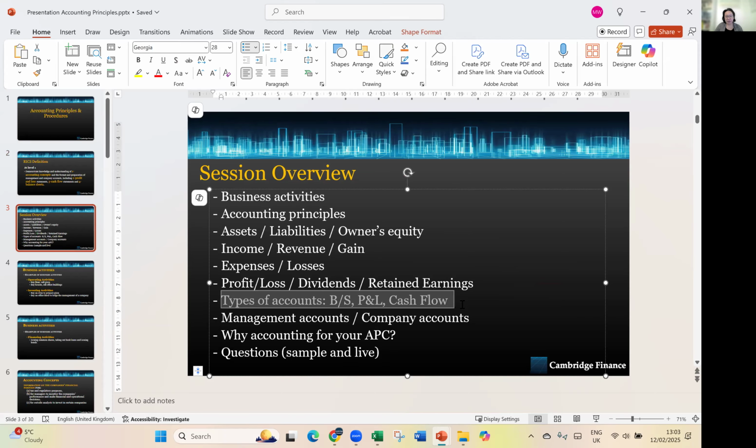I'm not going to expand here because my computer is having some problems, but it's mainly the balance sheet, which has the assets, liabilities and the equity side, and the P&L, which is the profit and loss, and the cash flow.